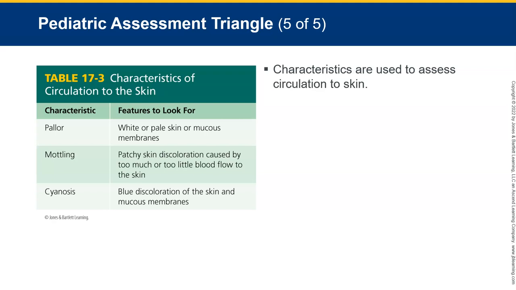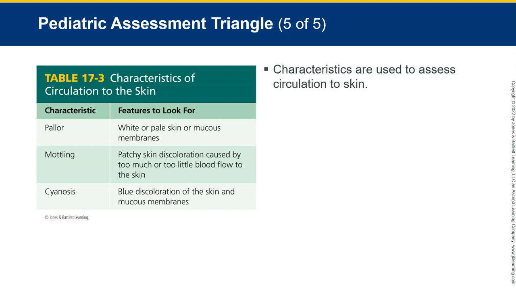So characteristics of circulation to the skin. We want to look for characteristics, and we start determining the circulation. So we look for paleness, white or pale skin. That indicates inadequate blood flow to the skin. And then you can start to look for also some patchy skin discoloration. That's caused by too much or too little circulation to the skin. And then we have cyanosis, so bluish discoloration is caused by low levels of oxygen in the blood. So each one of these skin conditions gives us an idea of what might be going on.